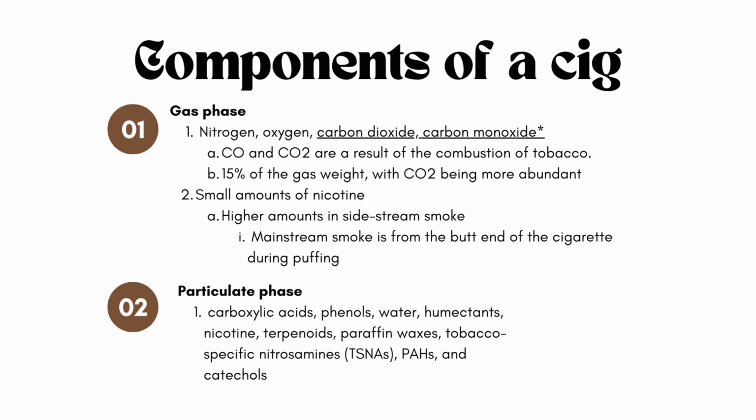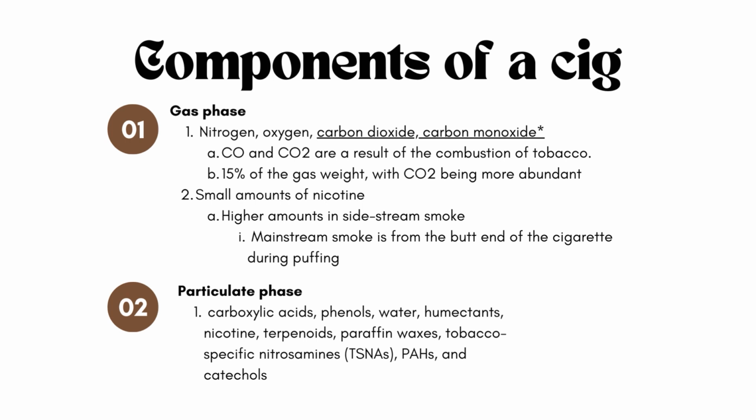The gas phase of cigarette smoke contains the following: nitrogen, oxygen, carbon dioxide, and carbon monoxide. Carbon monoxide and carbon dioxide are a result of the combustion of tobacco. They represent 15% of the gas weight, with carbon dioxide being more abundant. It also contains small amounts of nicotine, with higher amounts in sidestream smoke due to the higher pH level.